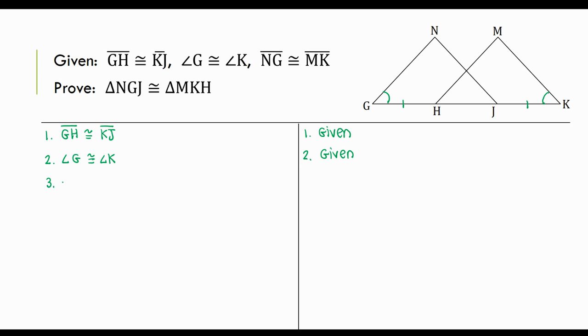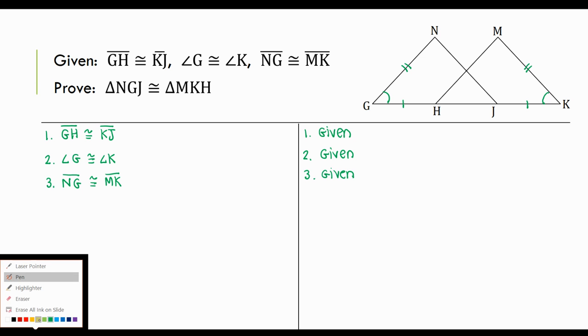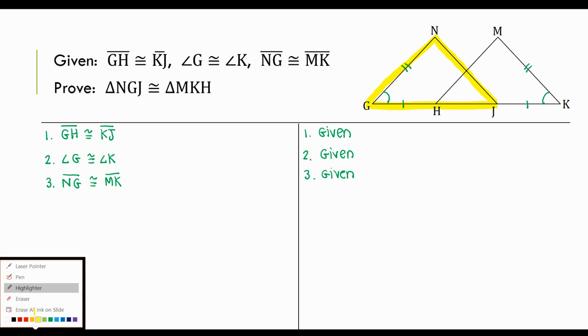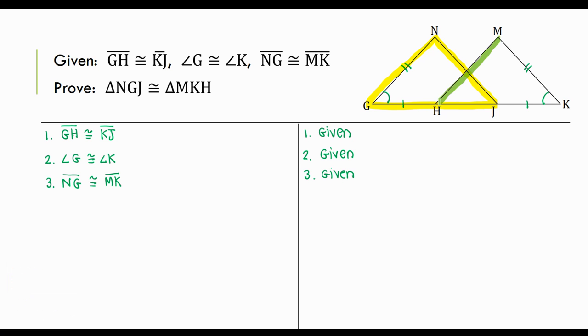Moving on to our 3rd and final given, that the segment of NG is congruent to the segment of MK, because that is given. And we'll mark that. NG gets 2 tick marks, so does MK. All right, we're trying to prove that the triangle NGJ is congruent to the triangle of MKH.